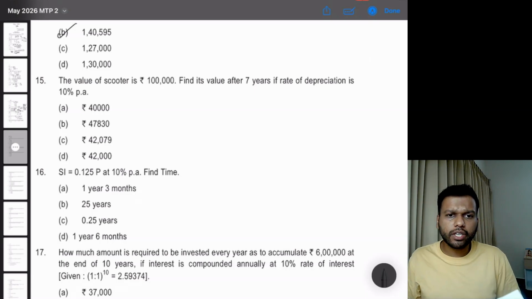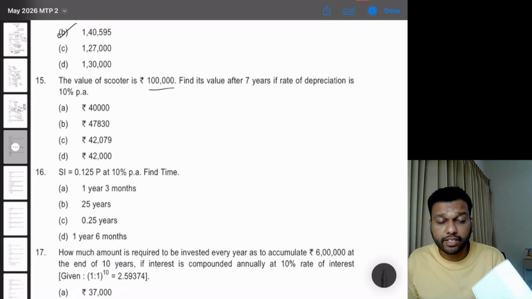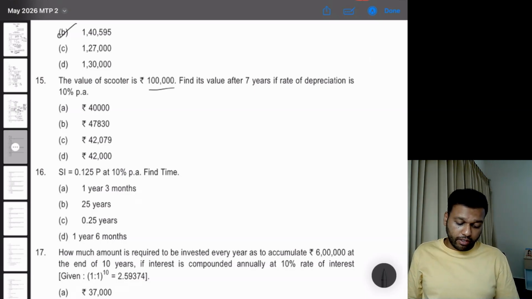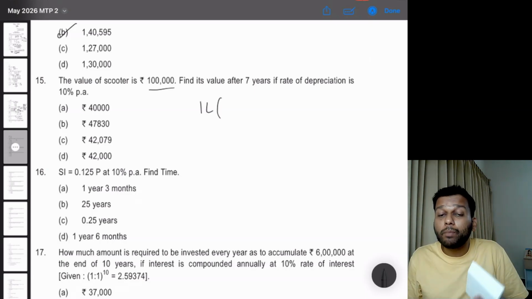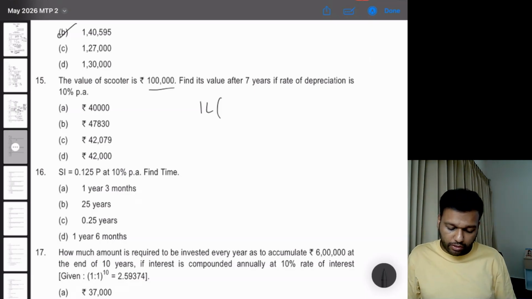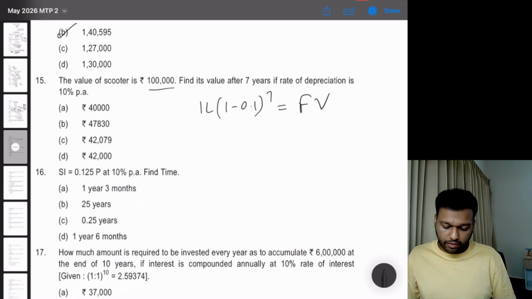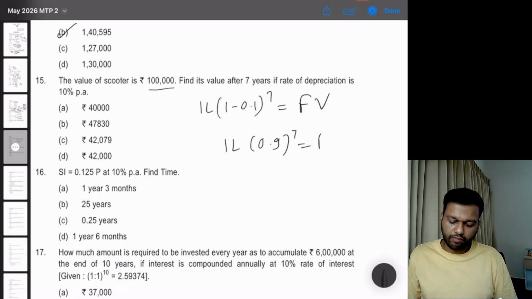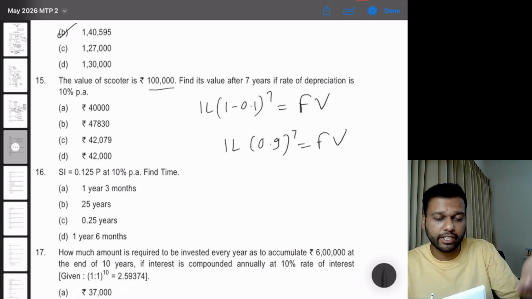The value of a scooter is 1 lakh. Find its value after 7 years if the rate of depreciation is 10% per annum. See, present value is 1 lakh. Present value into 1 plus I. But depreciation is negative, right? So we'll do 1 minus I. So 1 minus 0.1 raised to n, that is 7 years, will give us the future value. That means 1 lakh into 0.9 raised to 7 will be our future value, that is the depreciated value.